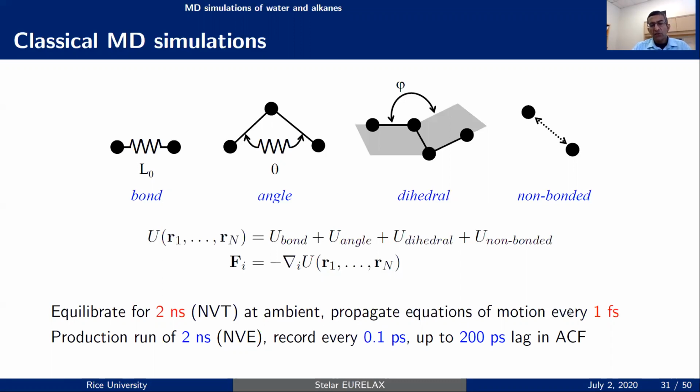And just to emphasize, during this phase of the equilibration, there is a numerical thermostat that is controlling the temperature. After that point, we remove the thermostat and we do a production run at constant number of particles, volume, and energy. These simulations run for at least about 2 nanoseconds. So this is just pure Newtonian dynamics, and we record the configurations every 0.1 picosecond. We go up to a lag of about 200 picoseconds for the bulk alkanes, but for the confined fluids, we have gone to a much larger lag time.